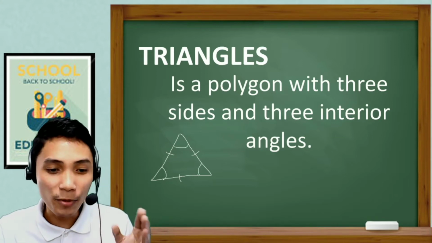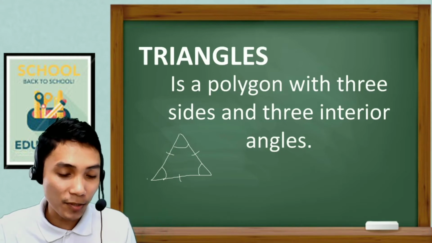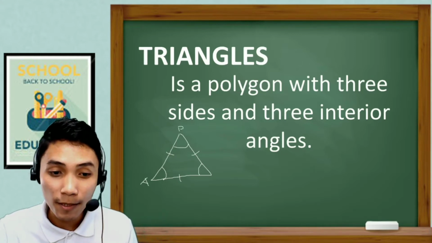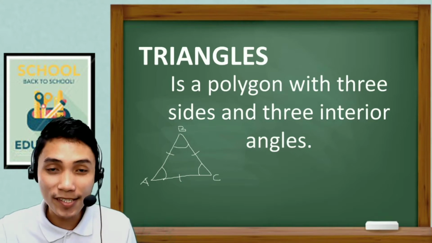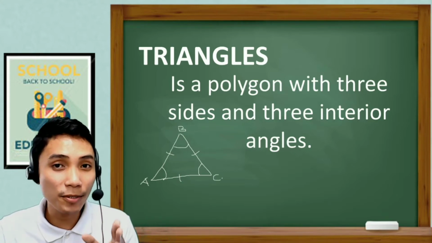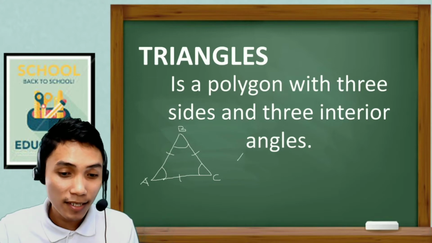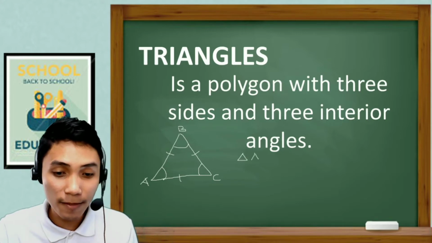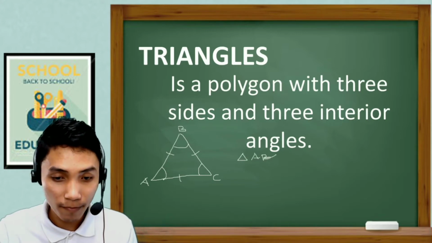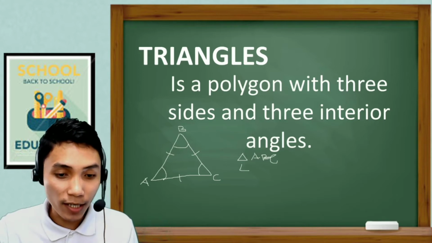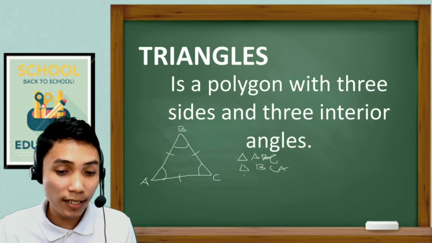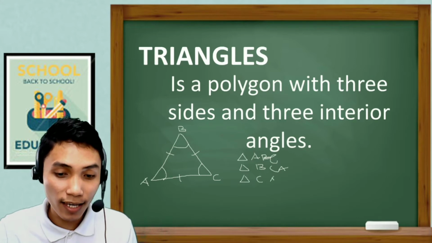Okay? So pwede po natong pangalanan ang atuang triangle like this. We have here A, B, or C. You can also name this as triangle ABC, triangle BCA, or pwede ring triangle CAB.